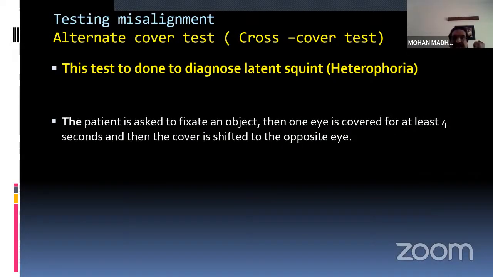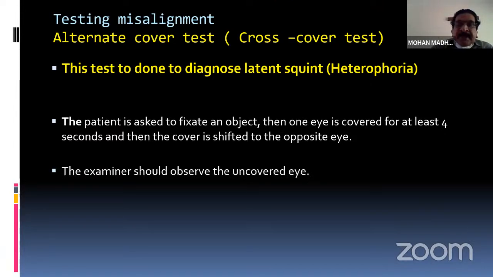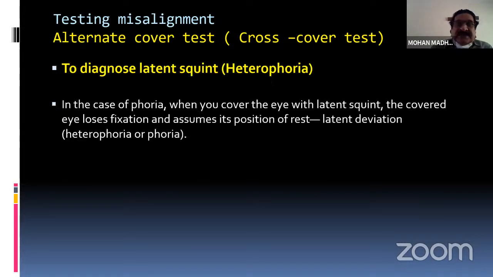Now for the alternate cover test, here the patient is asked to fixate on an object. Then one eye is covered for at least 4 seconds and then the cover is shifted to the opposite side. The examiner should always look at the uncovered eye. So this is for latent squint.